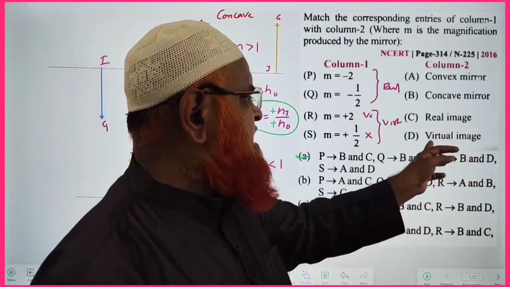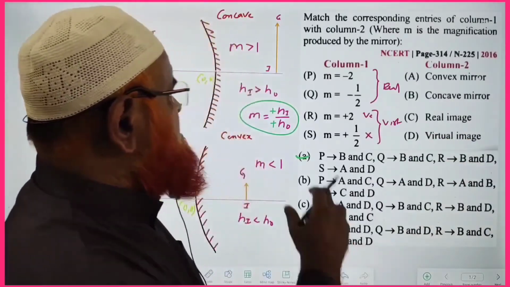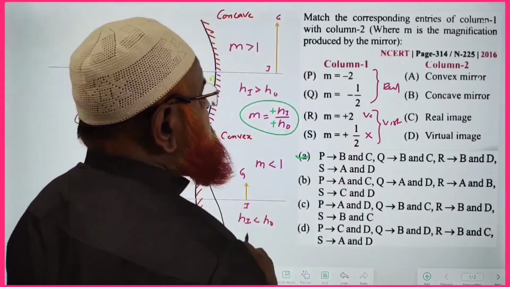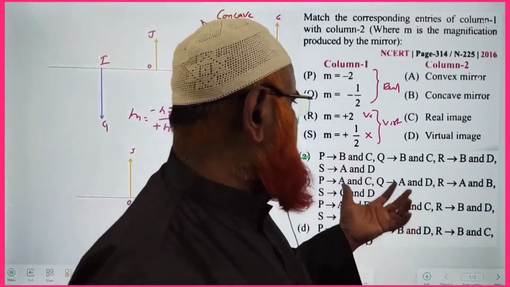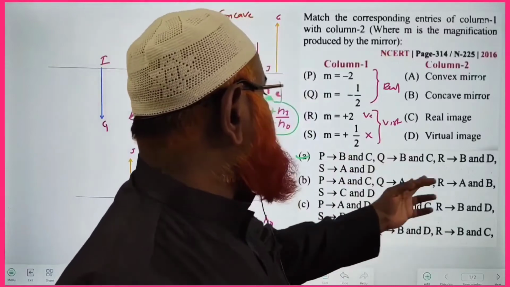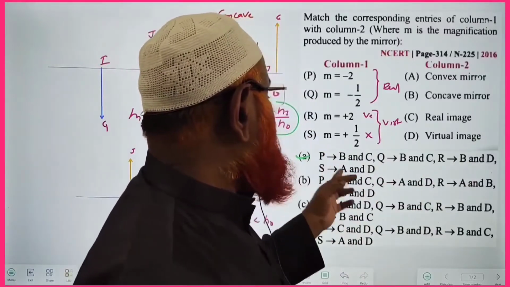R is equal to B and D. D means virtual image. Yes, it's a case of virtual image because you're getting positive signs here. Now let us take what is plus half. M equal to plus half, what is the meaning here? Now let us see. So plus half is going to give you S equal to A and D.